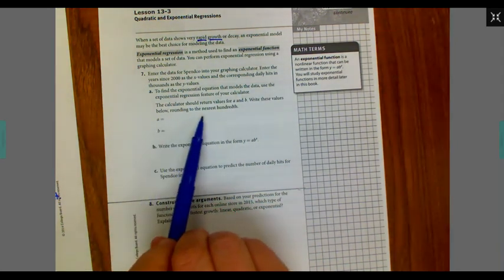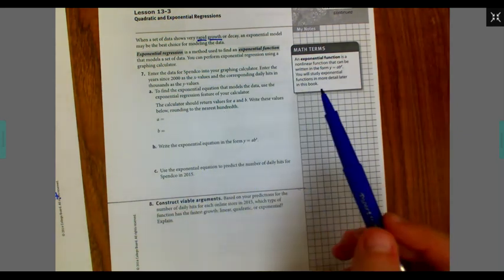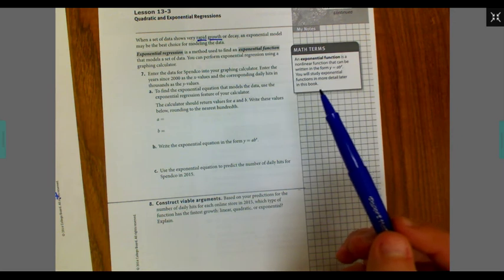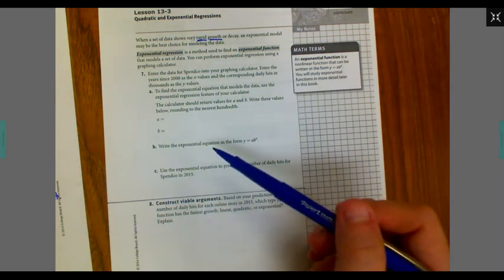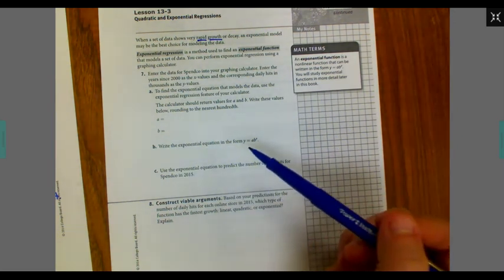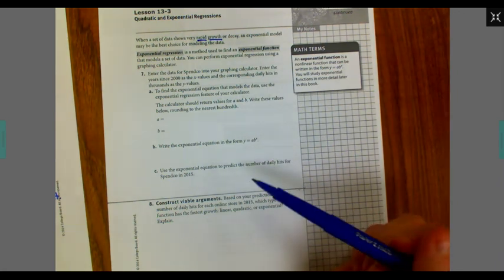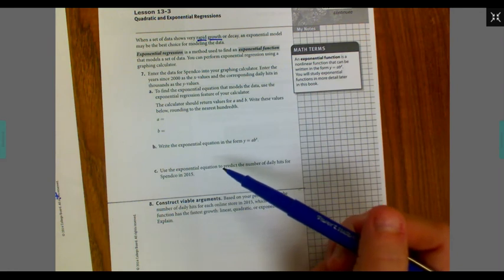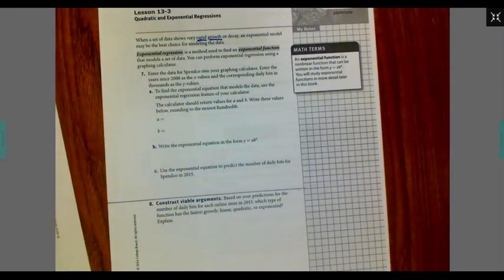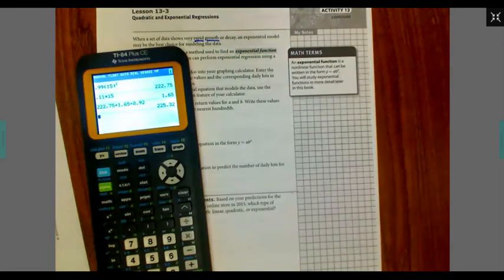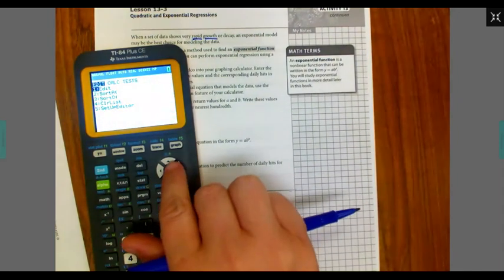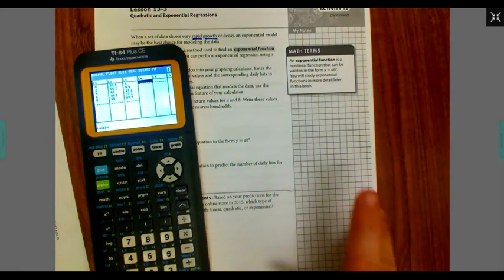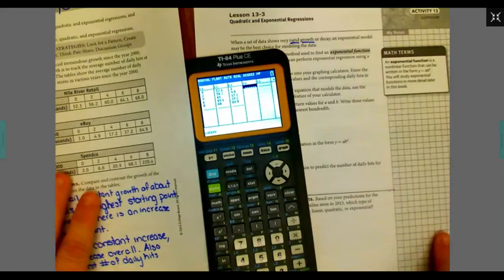The calculator should return values for a and b. Write those values below, rounding to the nearest hundredth. Then we're going to write the exponential equation in the form y equals a times b to the x power. And then it asks us to predict the number of daily hits in 2015. So we're going to go back to our calculator, go back to stat, and over to edit. We're going to add a new column, and this is going to be our SpinCo column.